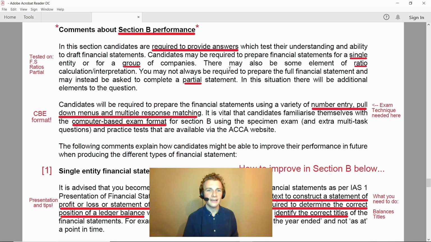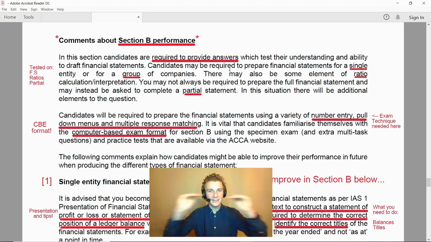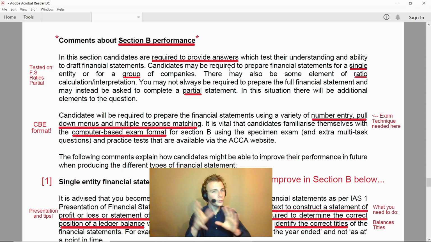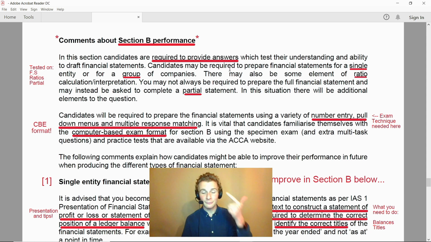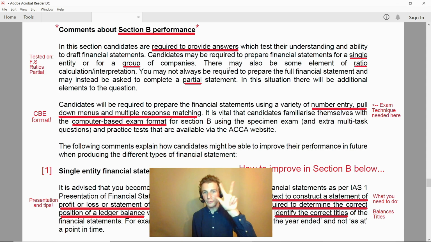But let's have a look now. If you want to split this off, we're looking at Section B's performance. So we've done Section A, we've gone through all the different types of questions. Now getting on to Section B, this is all to do with the actual accounts: income statement, balance sheet, cash flow, statement of changes in equity. And as you can see, my little note on the side there says testing financial statements, ratios, and partial accounts. They're your 3 overview topics you've got to get down.